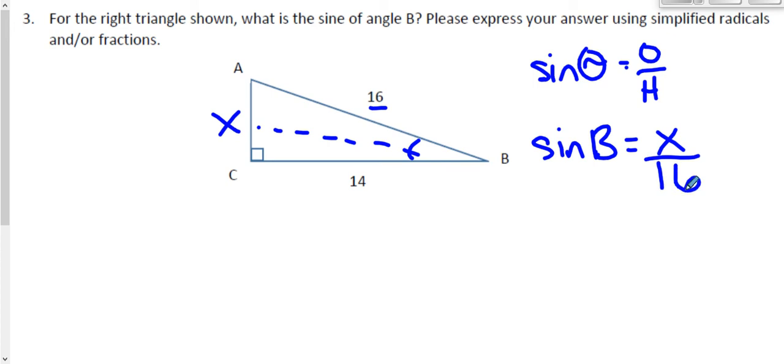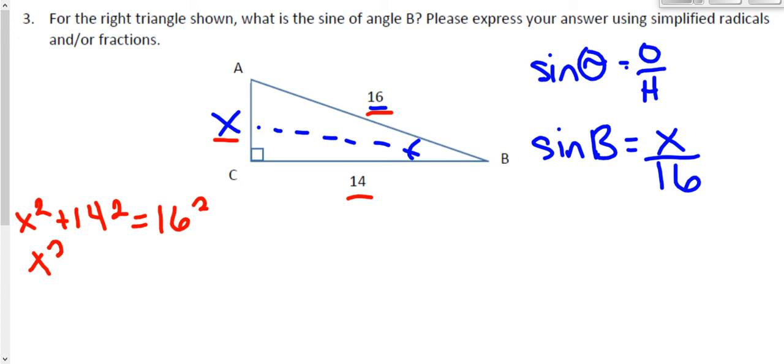The problem is I don't know what x is, and I can't find the sine of B until I know what x is. So what we're going to have to do is calculate this value. And we have two sides of this triangle, so we're going to do it using the Pythagorean Theorem. Again, the hypotenuse has to be the c value. The other two are interchangeable, x squared plus 14 squared. All right, so x squared plus 14 squared is 196. Is going to equal 16 squared, which is 256.